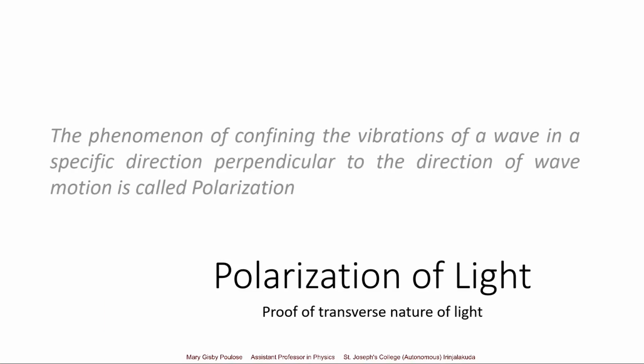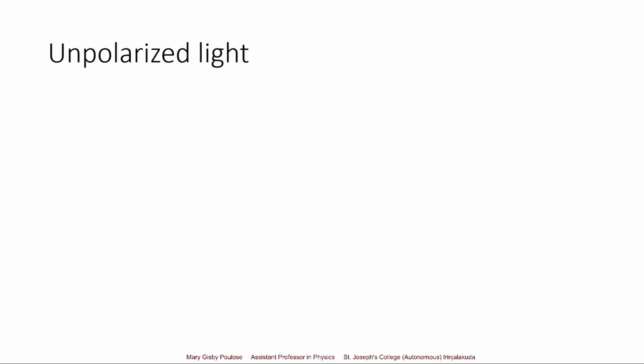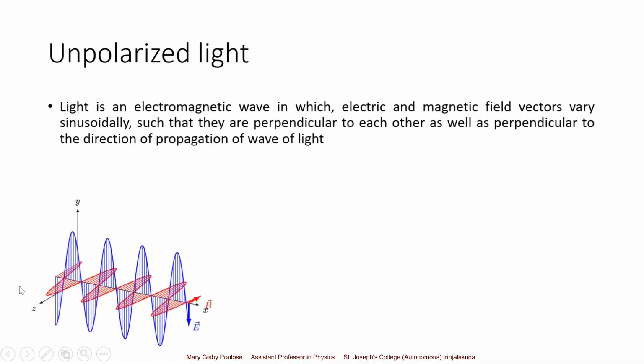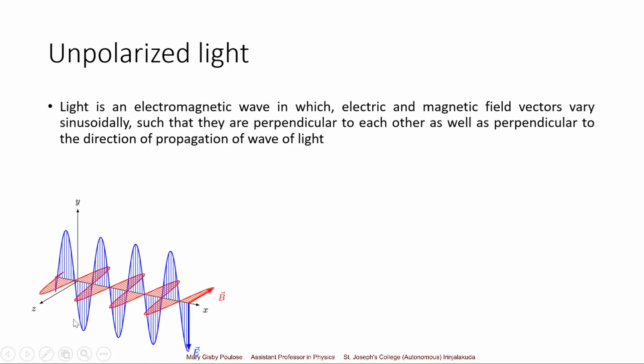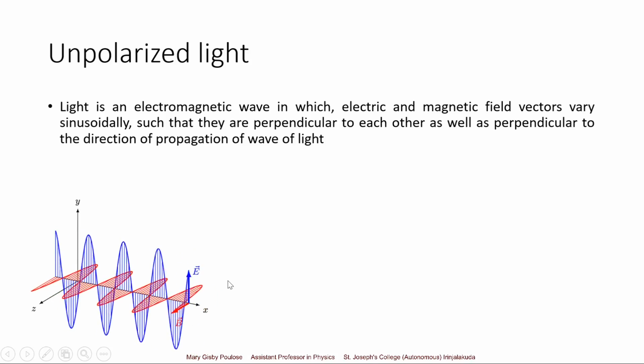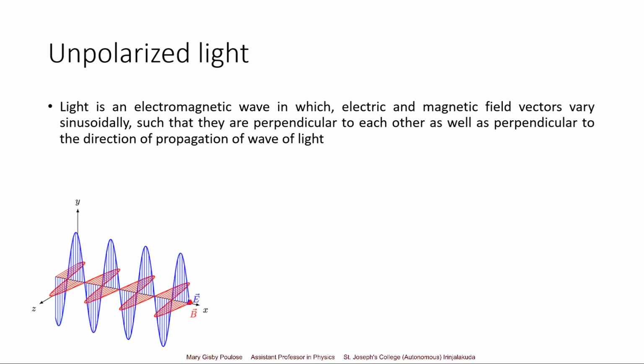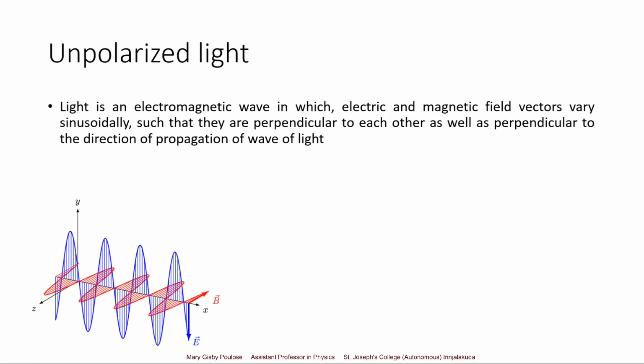Now let us define what is polarization of light. It is the phenomenon of confining the vibrations of a wave in a specific direction perpendicular to the direction of wave motion. And this phenomenon is called polarization. First, let us see what is unpolarized light. Now, light is an electromagnetic wave as shown here, in which the electric and magnetic field vectors vary sinusoidally, such that they are perpendicular to each other and as well as perpendicular to the direction of propagation of light.